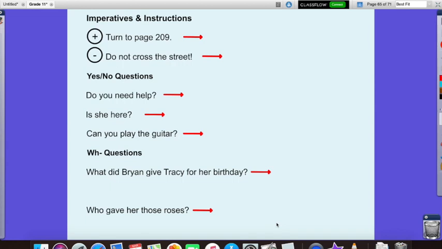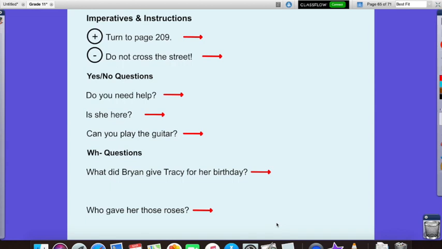In this lesson, we are going to look at three very specific cases in reported speech. That is how to report imperatives, yes-no questions, and WH questions. So imperatives and instructions. What's an imperative? It's a command, such as stop, don't do that, don't go there. And instructions, for example, something you'd read on a package of pasta and how to prepare them.